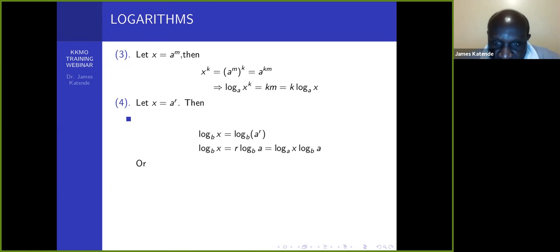So this gives you the change of base formula for logarithms. You can rewrite it as, is this correct? Yes, yes. So you can rewrite it as this. Sometimes it's convenient to write it like that, but either of the two will work.